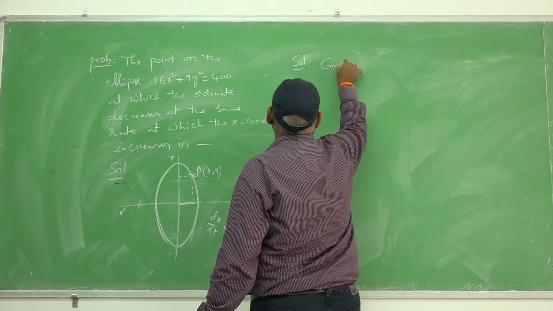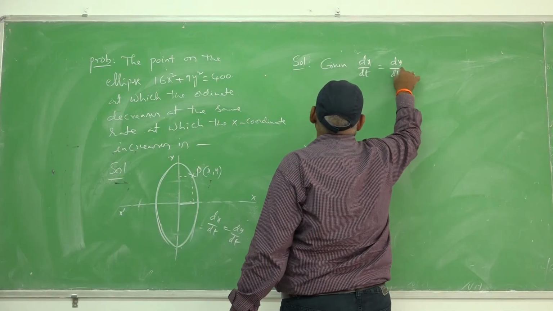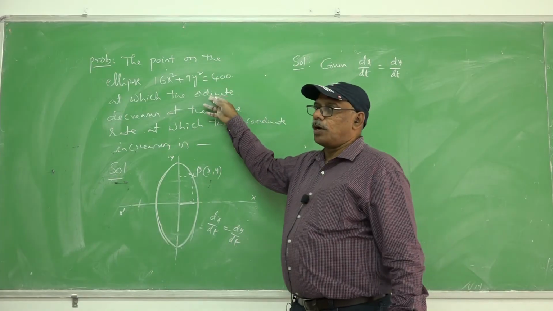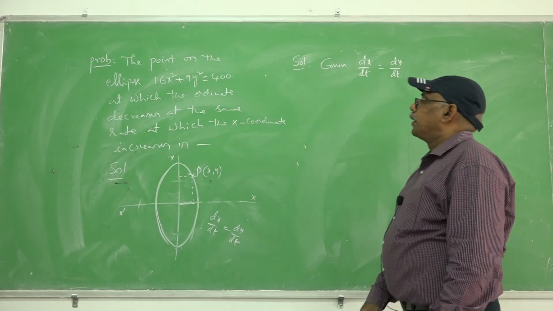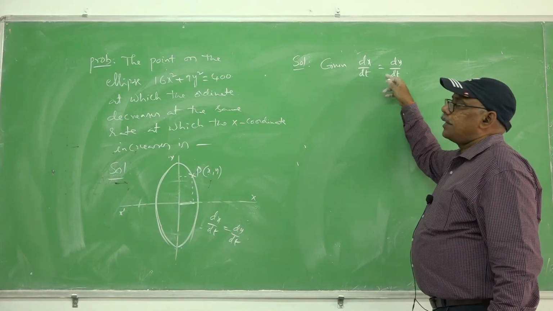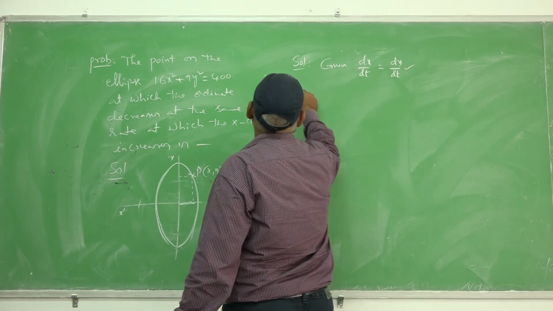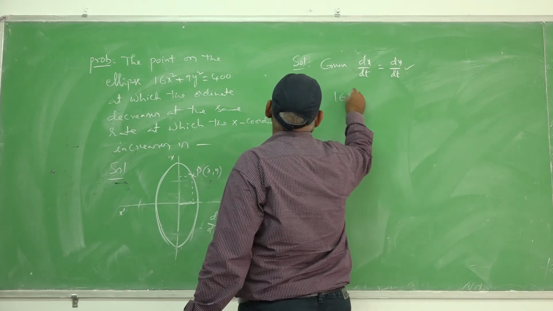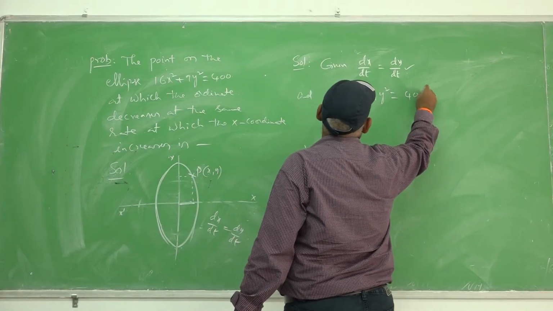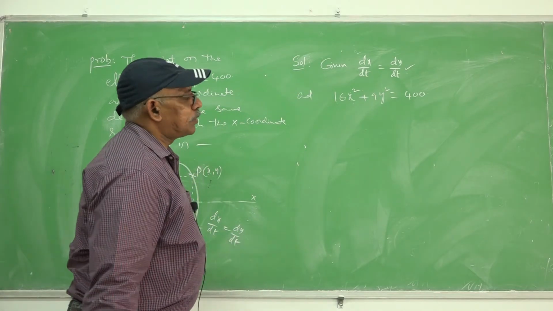Given here dx by dt equal to dy by dt, the rate of change of the ordinate, means y coordinate, is same to that of the rate of change in x coordinate. That means dx by dt is dy by dt. This is the given data, and the given relation is 16x square plus 9y square equal to 400.